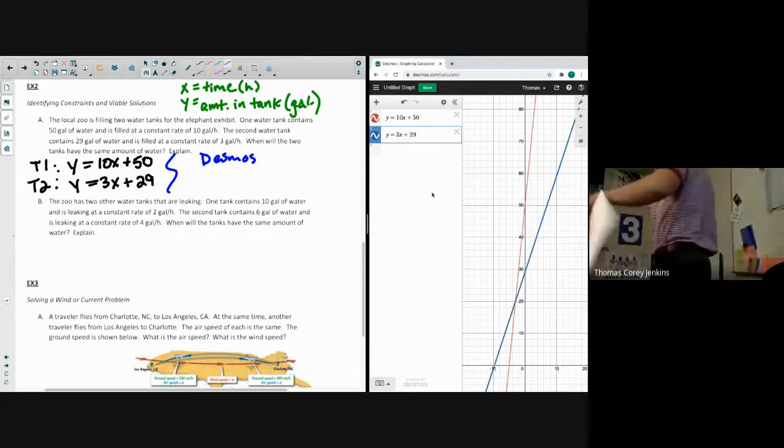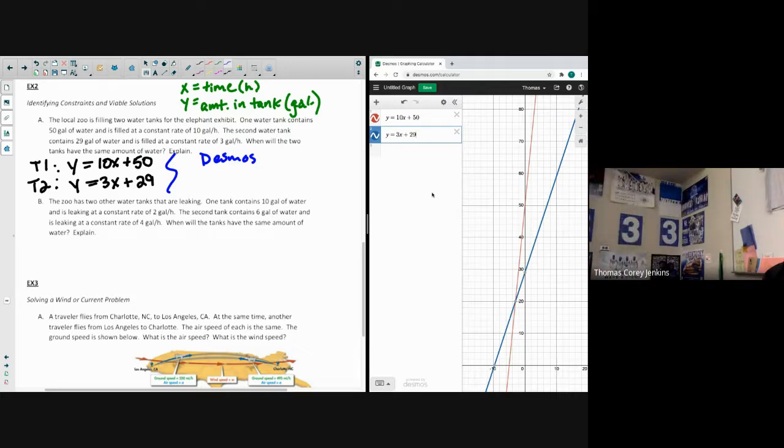Now you can see both equations are typed in: y equals 10x plus 50, y equals 3x plus 29. I've zoomed in a little bit, and we can see that they cross at negative 3 comma 20. That means at negative 3 hours, they would both have 20 gallons in them. But since we can't go backwards in time, this is not a viable solution. So you have to be able to interpret that.